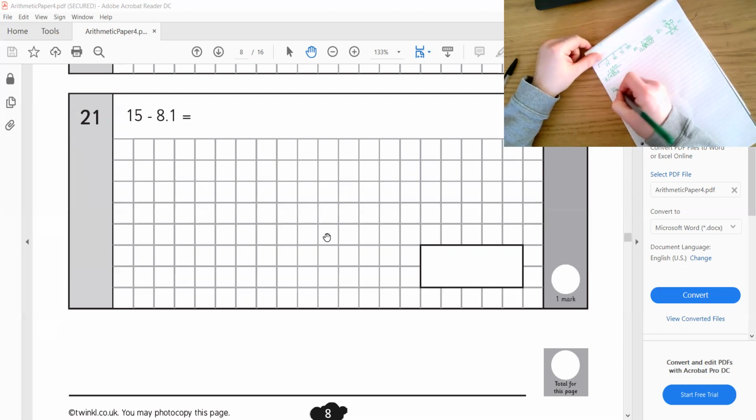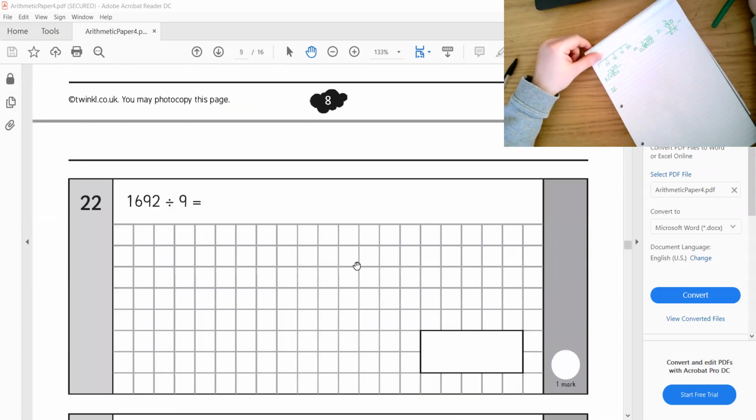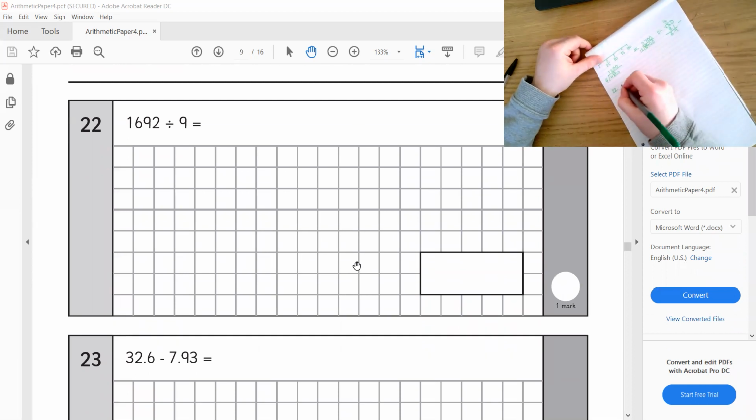Question 22. We've not actually done anything hard yet, have we? These are all very similar to what we've just been doing. So again, another bus stop method. I just need to know my 9 times table.